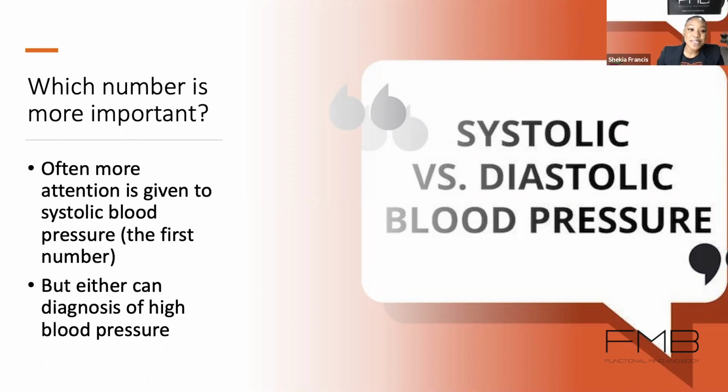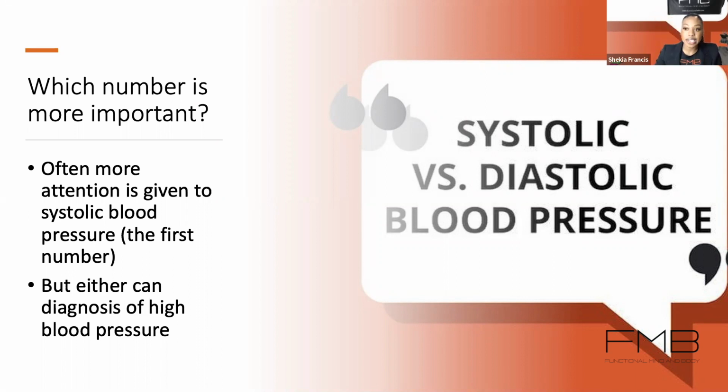Okay, so which number is more important? So often more attention is given to the systolic blood pressure, so that first value, as a major risk factor for heart disease. In most people, systolic blood pressure rises with age due to increased stiffness of the large arteries and long-term buildup of plaque. So that's why they always say try to control your cholesterol when you're younger, because the plaque just continues to build up and build up in those arteries.